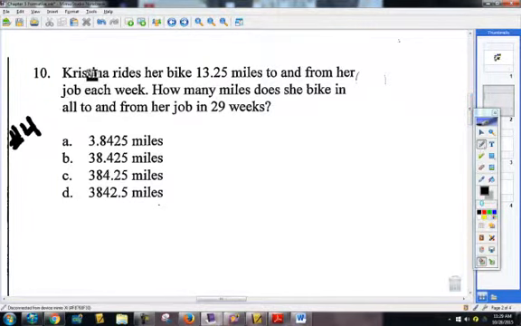Christina rides her bike 13.25 miles to and from work. Each week. So per week she rides that much. If she's going to do it in 29 weeks, well, what type of problem is this? Is it going to be multiplication, addition, division, subtraction? What's it going to be? Artie?